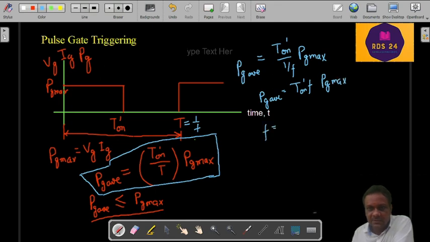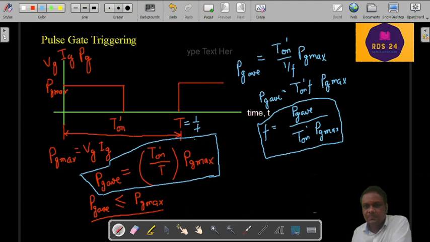So F will be PG average divided by T on dash into PG max. This is your formula to calculate the triggering frequency. This kind of relation is very important when we are calculating the value of triggering frequency in your numericals.